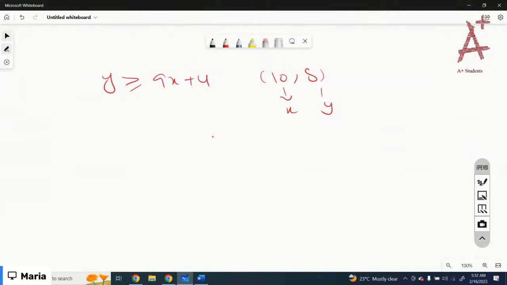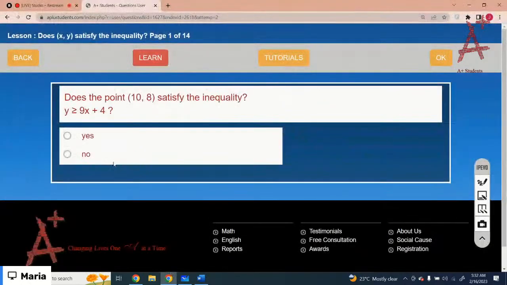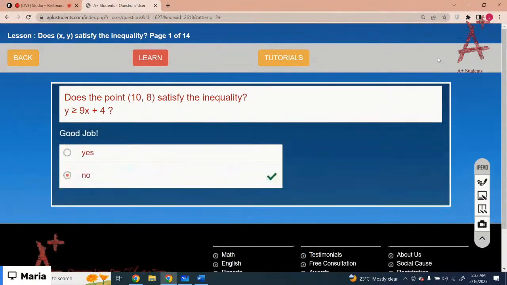y is 8, and 9 times 10 plus 4. So 8 is greater than or equal to 9 times 10, which is 90, and 90 plus 4. So it would be 8 is greater than or equal to 94. Is 8 greater than or equal to 94? Yes or no? No. Got it? 8 is less than 94. So the answer is no. This is not a solution of the inequality. Got it?